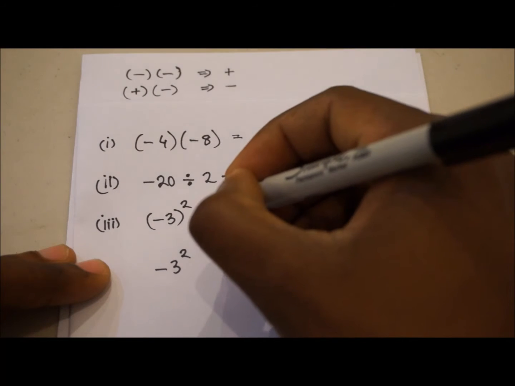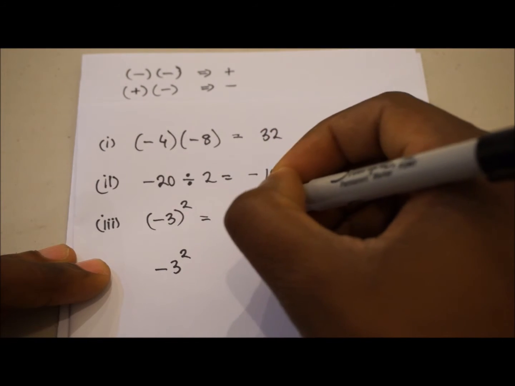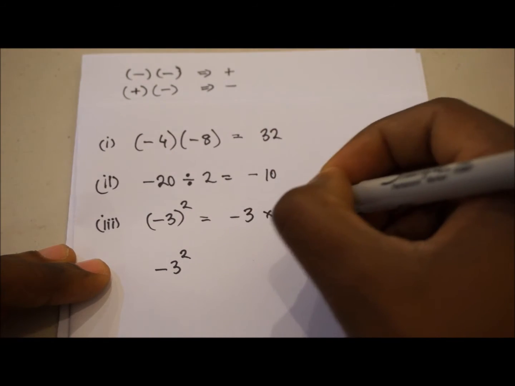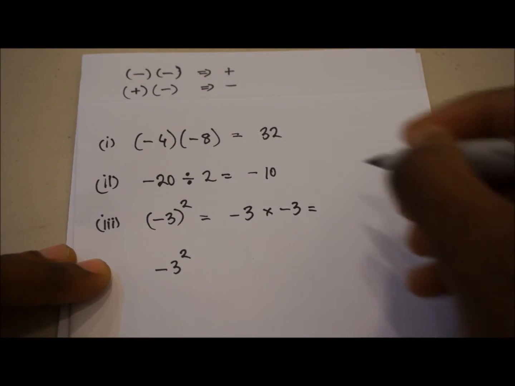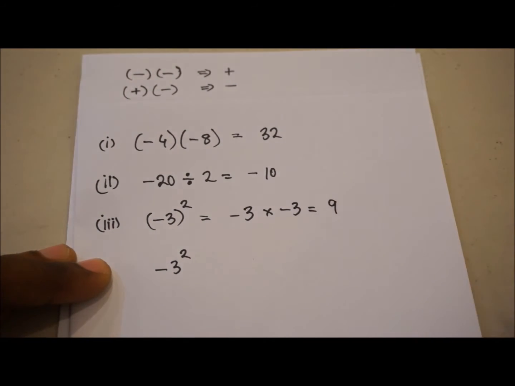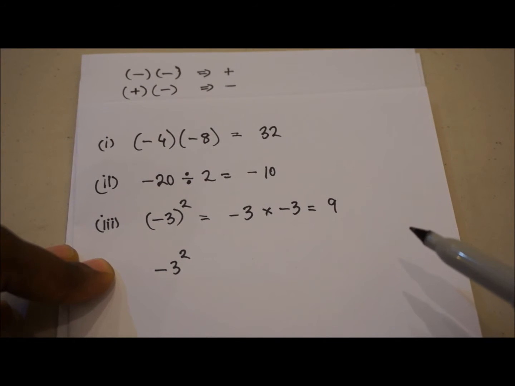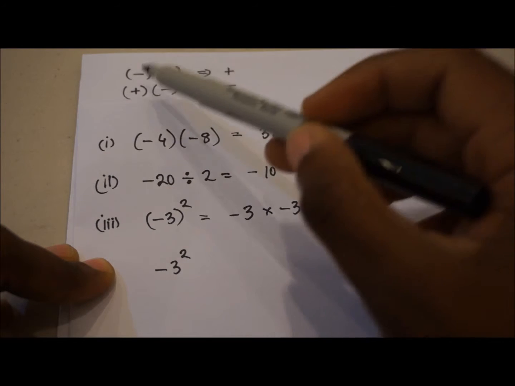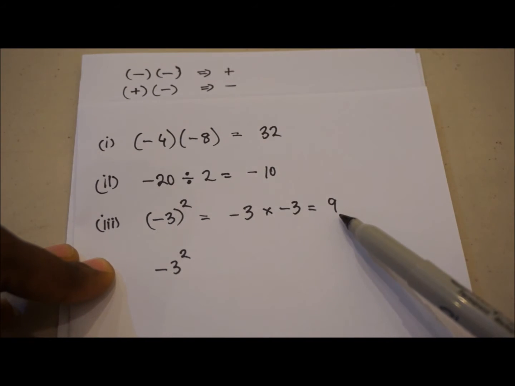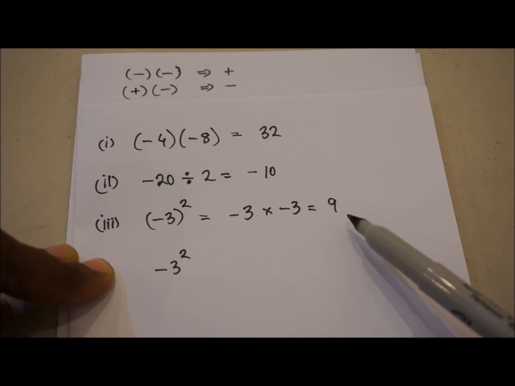So therefore, I could rewrite my problem as this. -3 times -3. In this case, my answer comes out to be 9, a positive 9. Why positive 9? Because we are doing two numbers with two negatives. So two negatives give me a positive. Therefore, my answer comes out to be a positive 9.